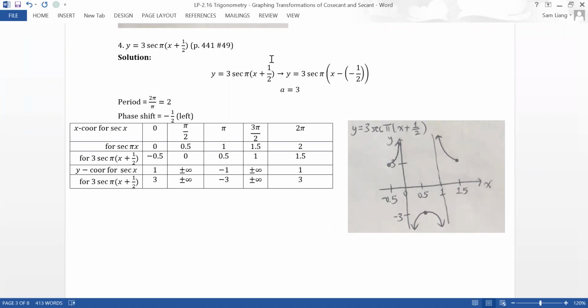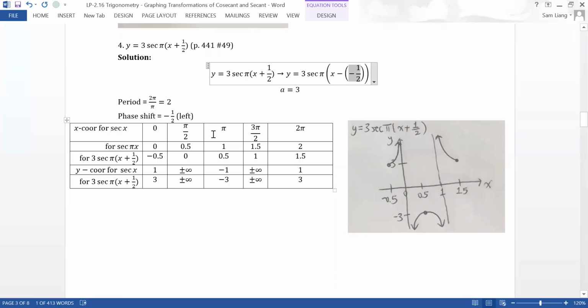Yeah, so just really quickly, 3 secant pi of x plus 1/2. I rewrote the sum as a difference, so it's gonna be x minus negative 1/2. A value is 3. Period is 2 pi divided by pi. That's this coefficient right here. So the period is 2. Phase shift is negative 1/2. That's this number right here, which means to the left, right?